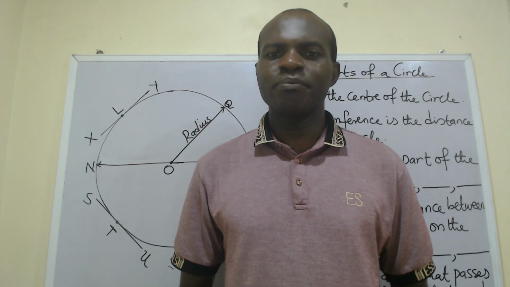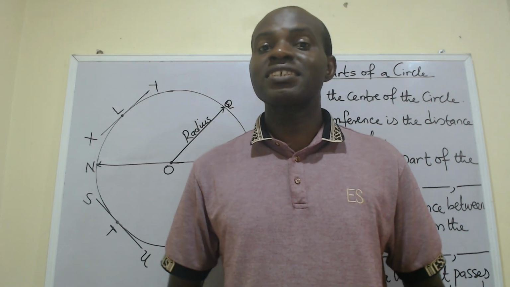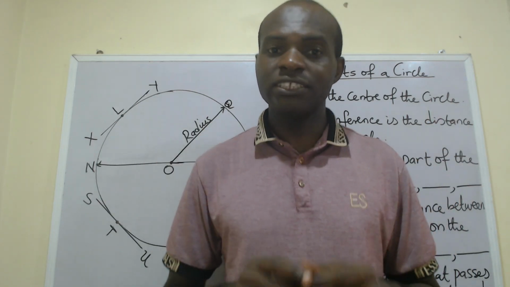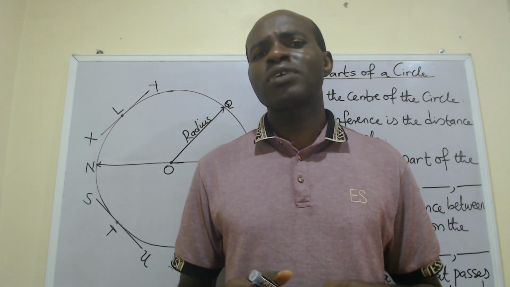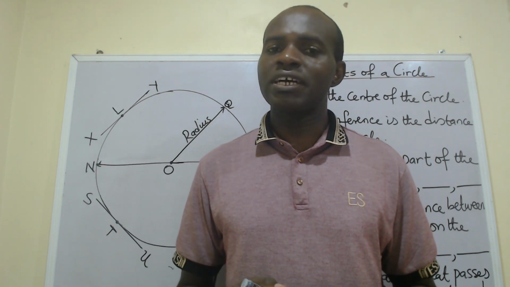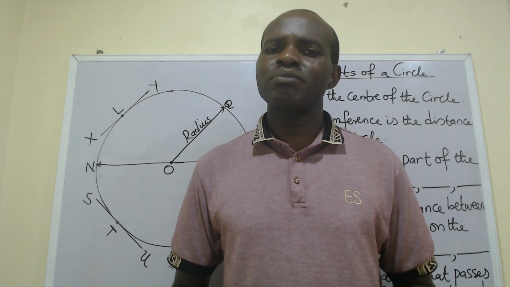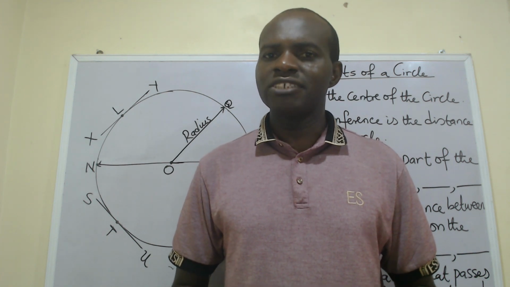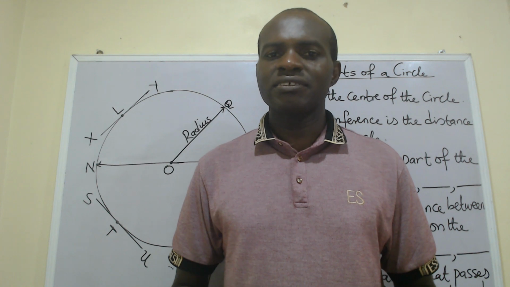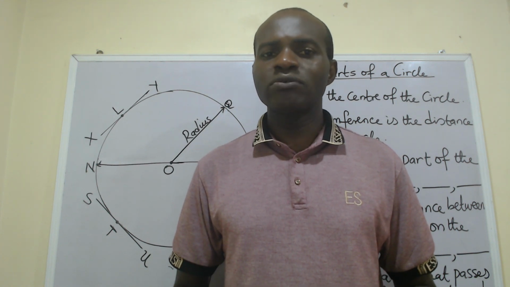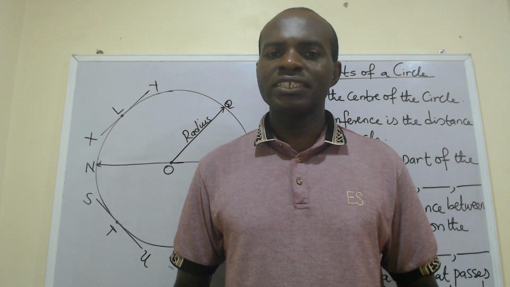Today we'll be looking at the parts of a circle. Why? Because the circle is one of the most important geometrical shapes. That's why we make reference to the circle and parts of the circle a lot in science, mathematics, and engineering. It's one of the most popular plane shapes. So that's why we'll be looking at it today.